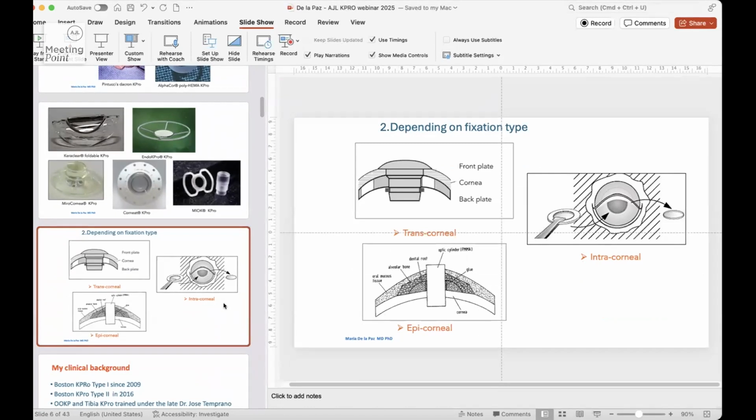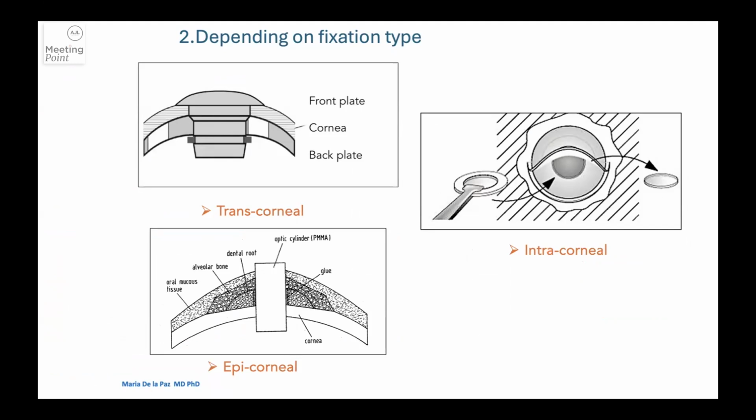Now, we should understand the keratoprosthesis depending on its fixation type. You can either have a transcorneal device, just like the Boston KPro, where you have the back part inside the eye, and it goes through and through the cornea. You have the donor cornea, have the back plate, and then the front plate. It could be intracorneal, and it could be just epicorneal on top of the cornea. So why is this important? Because this can determine the kind of complications that you have with the keratoprosthesis surgery.